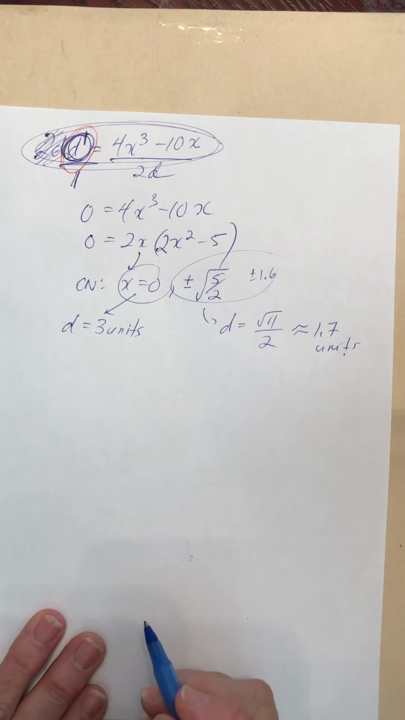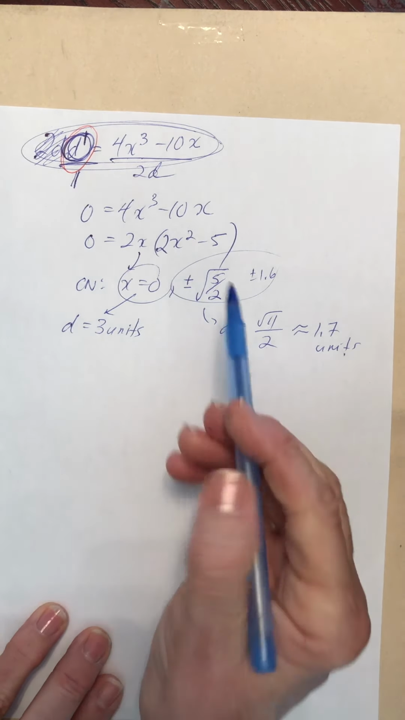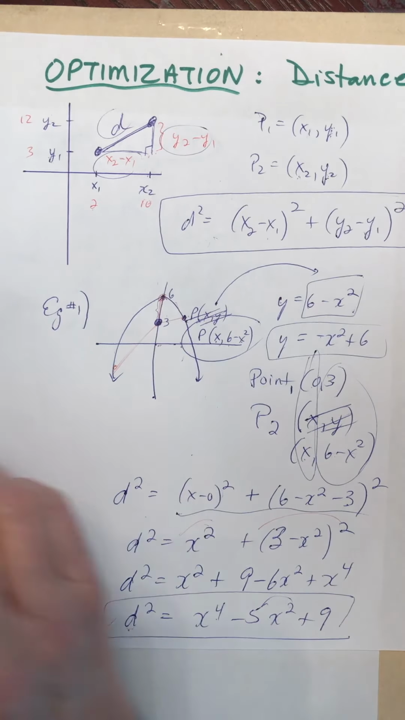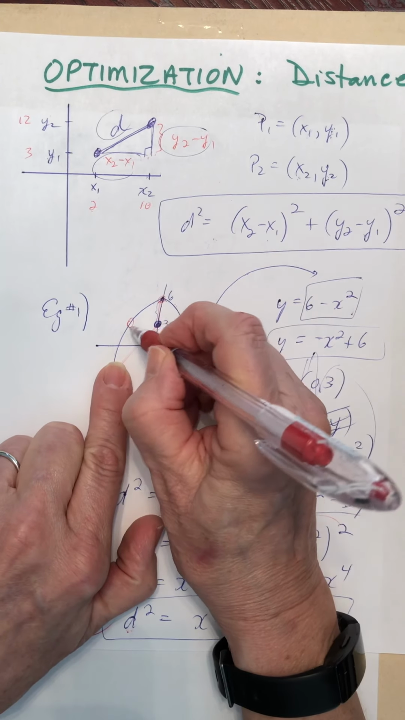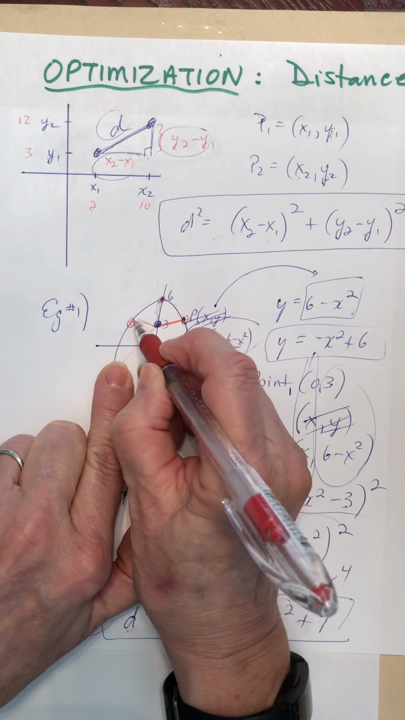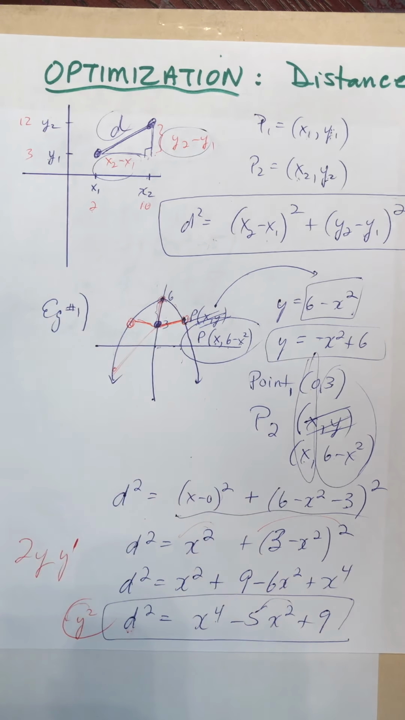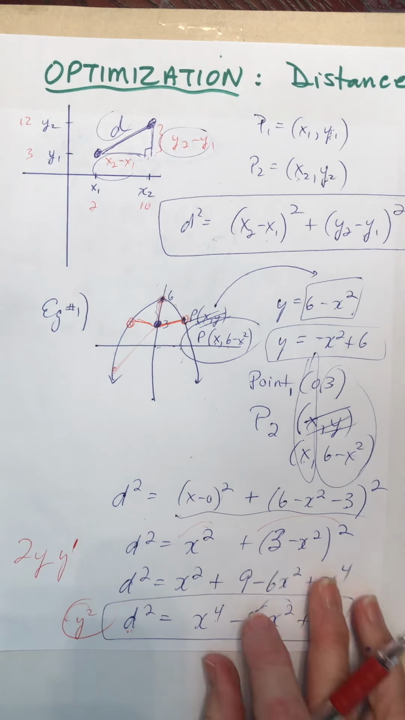So that's the point that wins. Actually, there's 2 of them. There was positive root 5 over 2 and negative root 5 over 2. So somewhere there's this point or maybe this point. They're closer to the key point than this one was. But if the question asked you to find the points that are closest, you're not quite done yet.